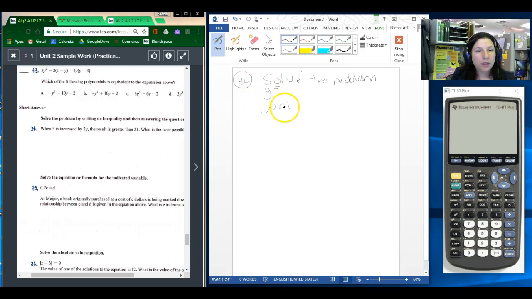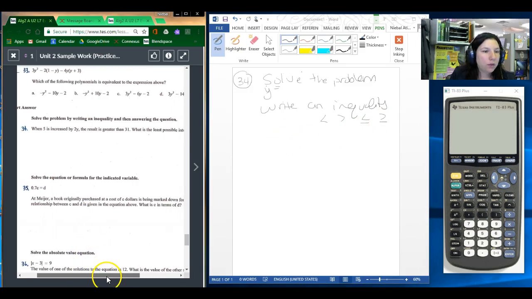It wants us to write an inequality. Remember, inequalities have the inequality symbols in them: less than, greater than, less than or equal to, greater than or equal to. And then answering the question.